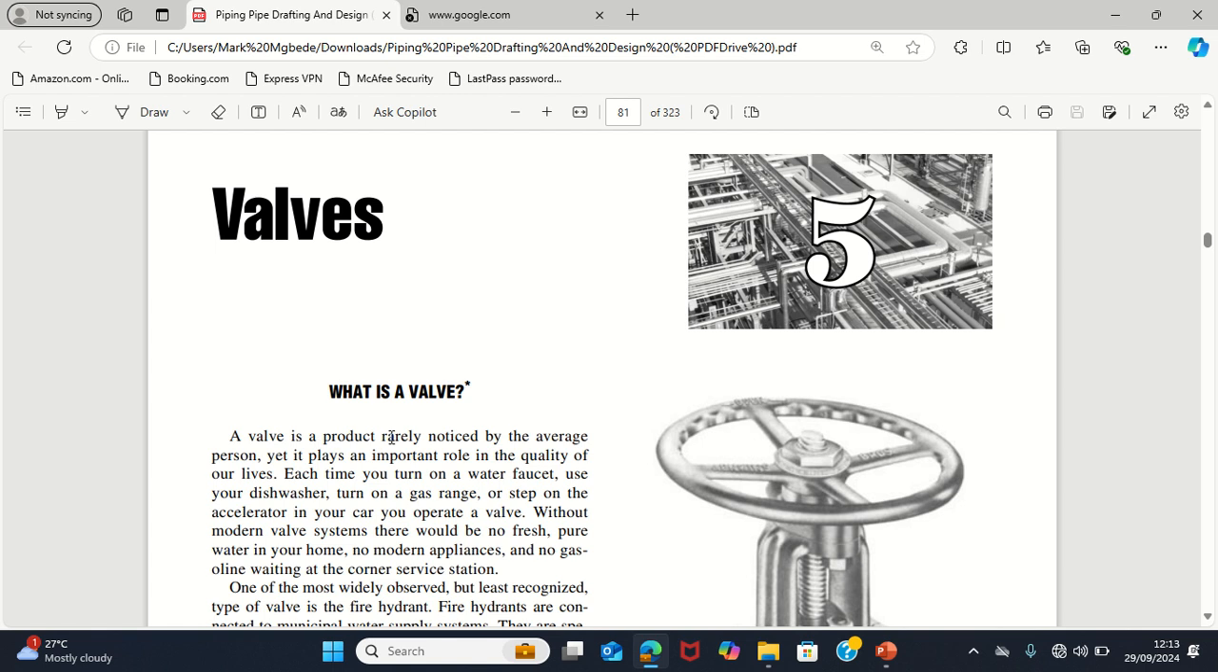A valve is a product rarely noticed by the average person, yet it plays an important role in the quality of our life.